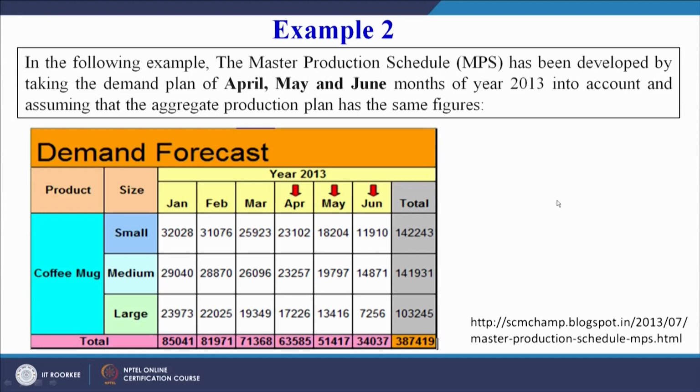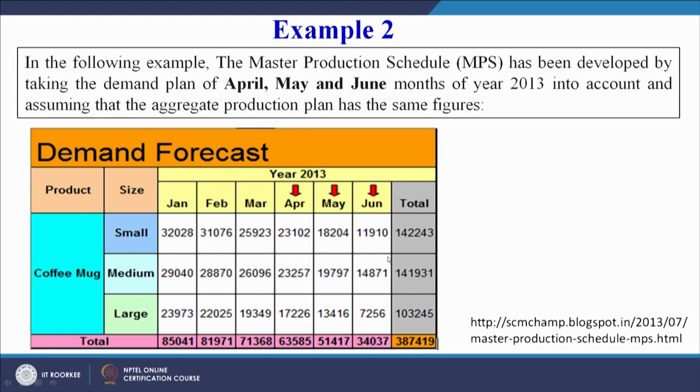Now we can take another example. In the following example, the master production schedule has been developed by taking the demand plan of April, May and June. So we can see the demand forecast data is given, and we are only considering the April, May and June months of the year 2013 into account, and assuming that the aggregate production plan has the same figure. So we can see coffee mugs have to be produced. The demand forecast is given, 3 sizes, small, medium and large. January, February, March, this data is given, that is the demand forecast data. We are focusing on April, May and June only.